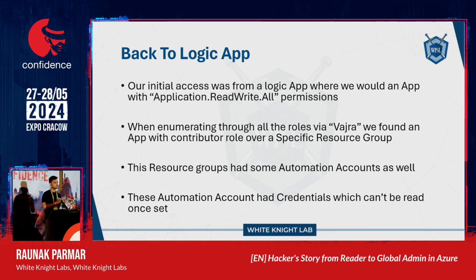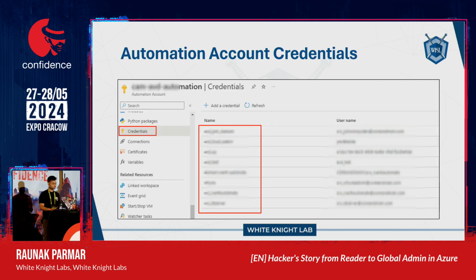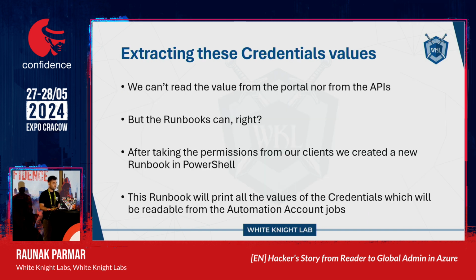So, the automation accounts were using some credentials. Even after being an owner or contributor, you cannot read those credentials because it's like a password. It's like if you create an IAM key or client secret, you can't read it back. So we can't read the value from the portal nor from the APIs, but the runbook can, and we had a contributor role. So we took permission from the clients and created a new runbook in PowerShell, and that PowerShell was responsible for printing all the credentials within the automation account.